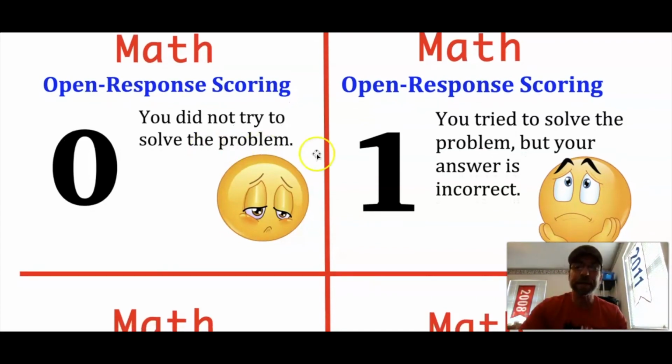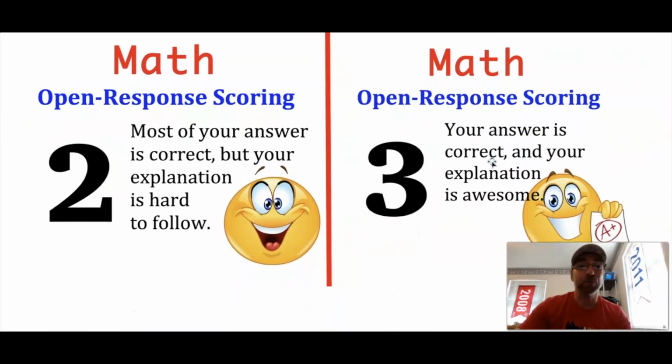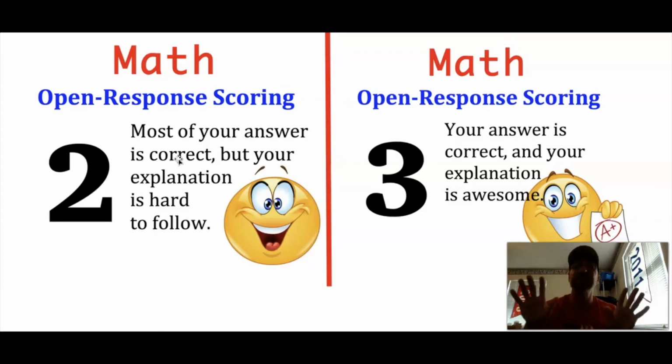Our next score is a 1. A 1 means that you tried to solve the problem, but your answer wasn't correct. Good try, but the math wasn't right. That's a score of a 1. But you can also score a 2. A 2 means that most of your answer is correct, but maybe your explanation is hard to follow. I like to say that maybe your explanation is fuzzy.